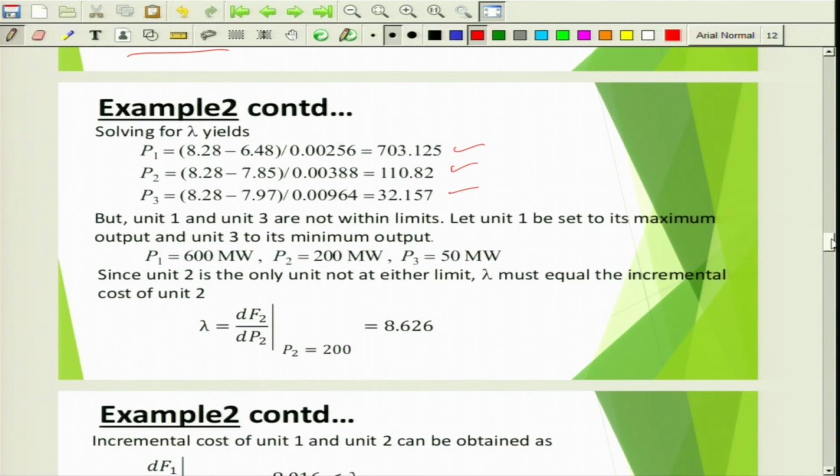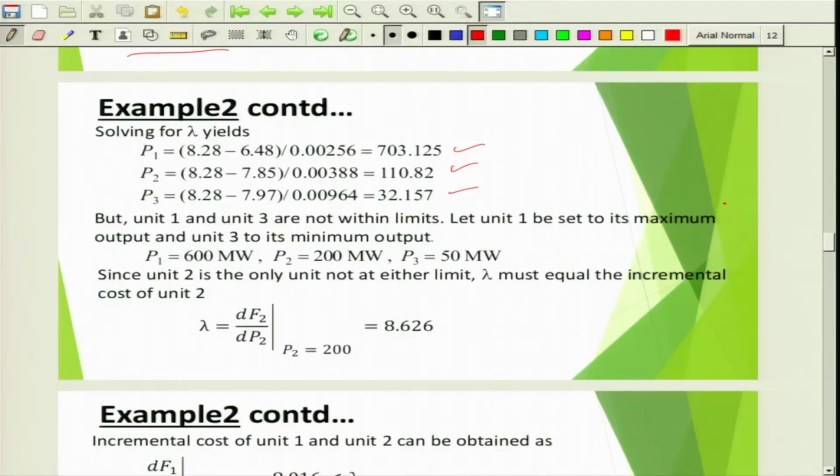in the earlier case there was no inequality constraint. You need not worry whether each generation output for this economical operation has touched its lower or upper threshold or not. But in this case there is an inequality constraint which has already been mentioned in the question itself. So check for each unit whether any one of them is violating any constraint or not.